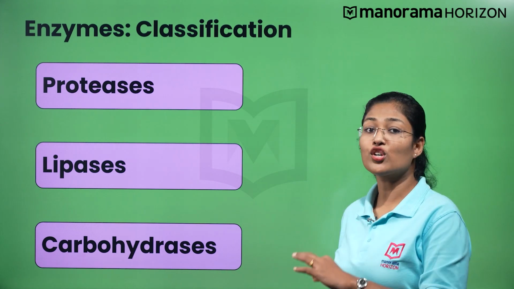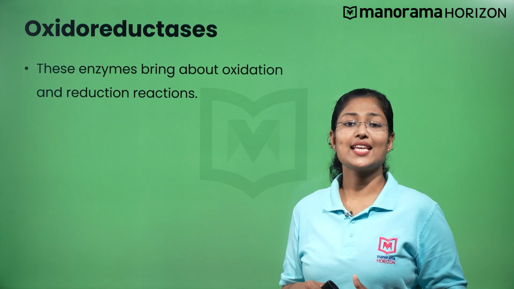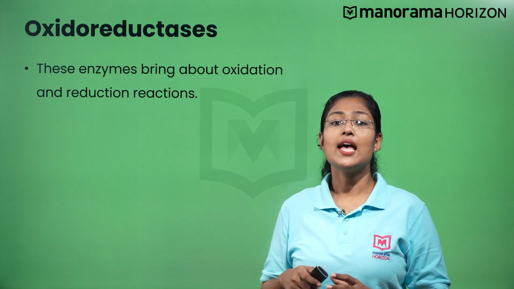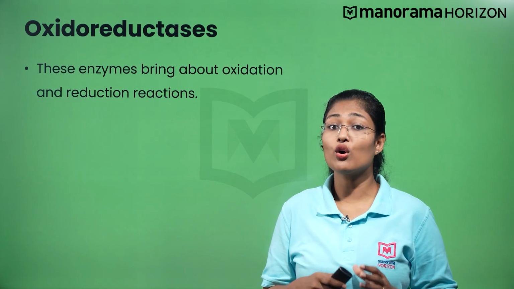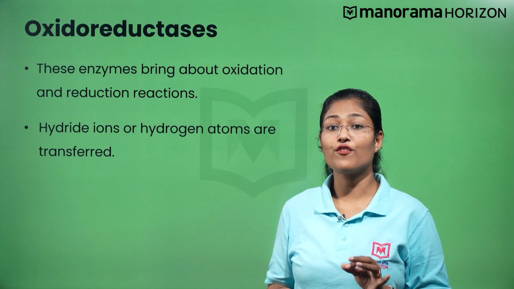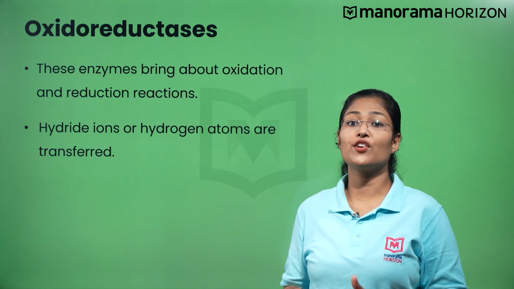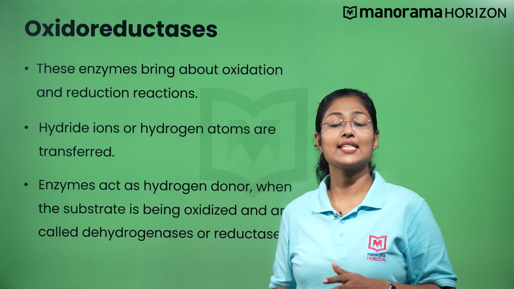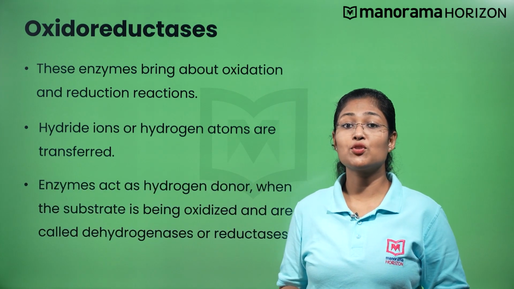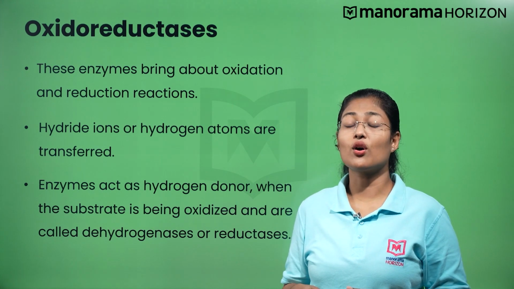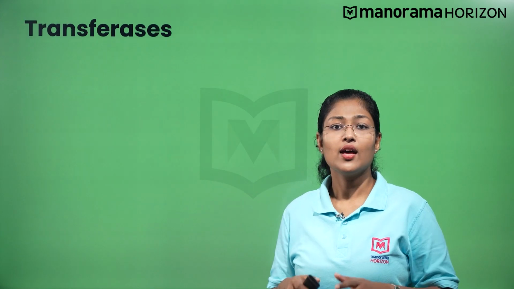First is the oxidoreductases. These enzymes bring about oxidation and reduction reactions, and hence they are known as oxidoreductases. Here, hydride ions or hydrogen atoms are transferred during the reaction. These enzymes act as hydrogen donors when the substrate is being oxidized and are called dehydrogenases or reductases.